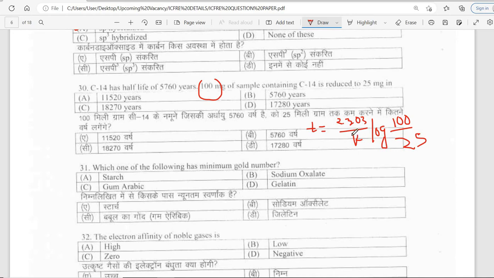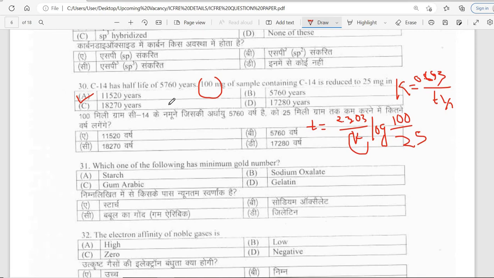And what is the value of k? k is the rate constant. For calculating the rate constant, we already know the formula, k equals 0.693 by t half, and here the value of t half is 5760. So we have calculated k, and by putting the value of k we can calculate the value of t. Putting in all the numerical values, we get the answer 11520 years.